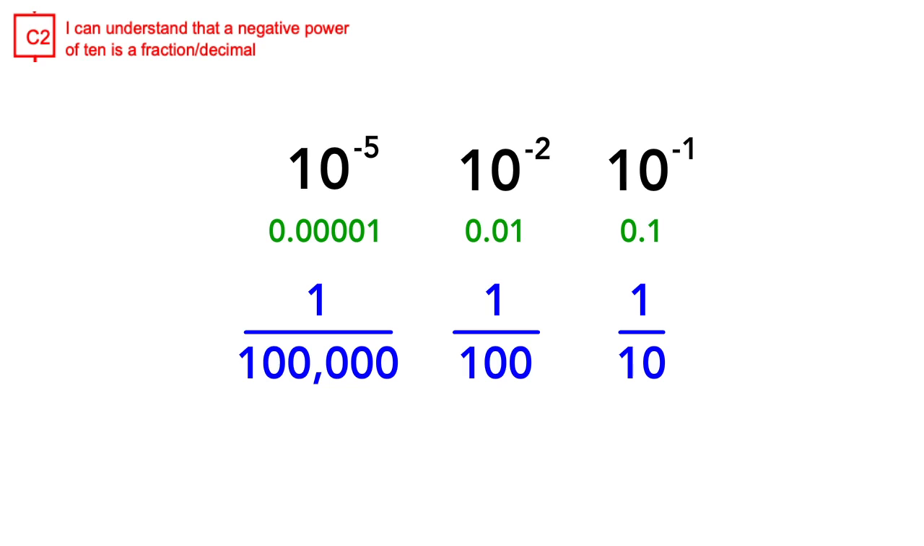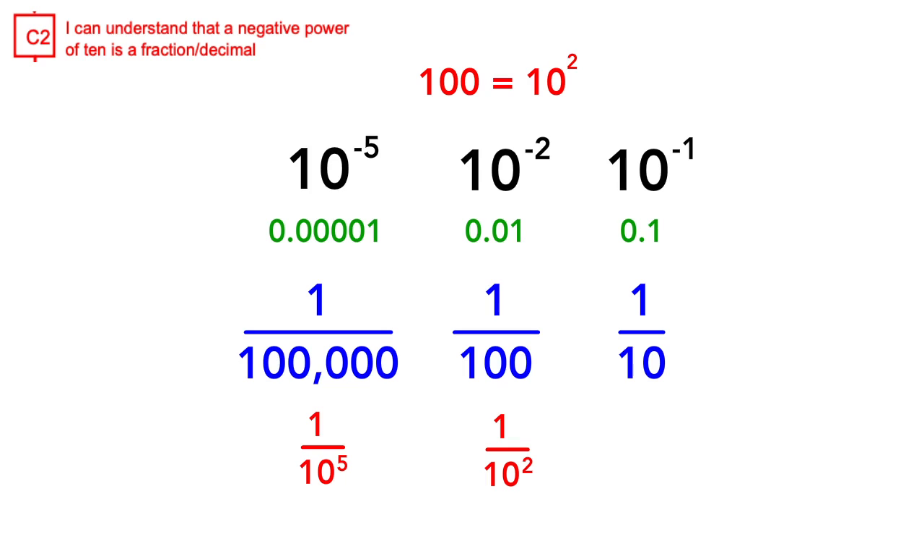Once again, you may have seen another pattern. 100 can be represented as 10 to the power of 2. So 10 to the power of negative 2, which is 1 over 100, can be represented as 1 over 10 to the power of 2. The same can be said about 10 to the power of negative 5, which is equal to 1 over 100,000, which can therefore be represented as 1 over 10 to the power of 5.